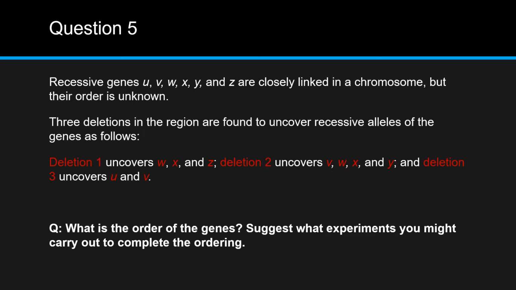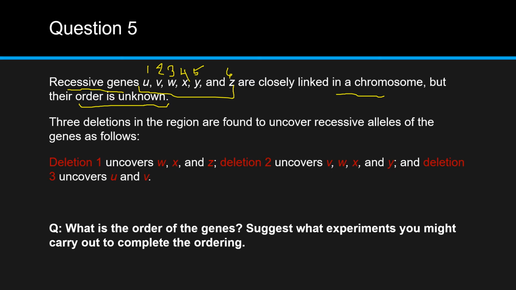So let's put it in yellow. They tell us that there are those recessive genes that they have, and they gave you this. So there are 1, 2, 3, 4, 5, and 6 genes, and all of them are closely linked in a chromosome. So they are all very close in one section of a chromosome, but we don't know what the order is. Okay, so how do we solve that problem?